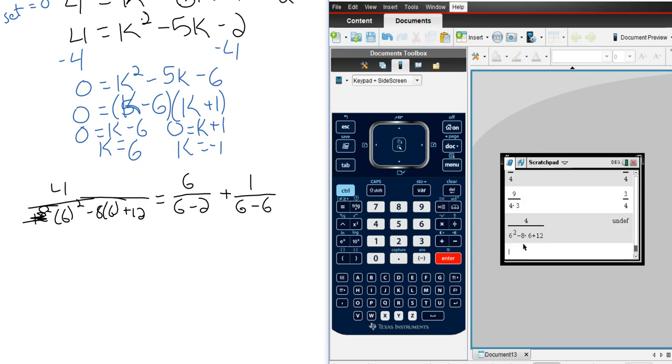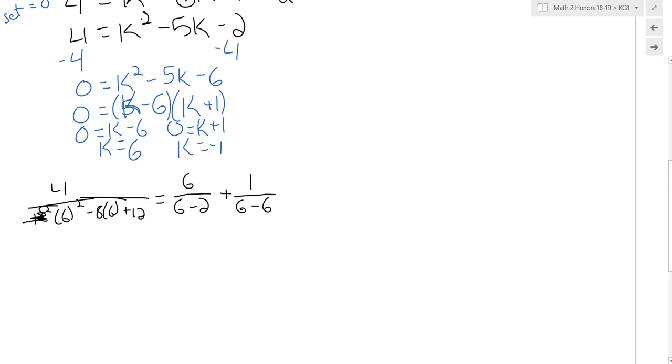Alright, and we get undefined. Okay? If you ever get undefined, it means your answer does not work. Okay? We can't have undefined. Let's go back to that definition where it doesn't satisfy the original, right? We can't divide by 0. I think it's easy to see here when we do 6 minus 6 that we're going to be dividing something by 0. So this one does not work.